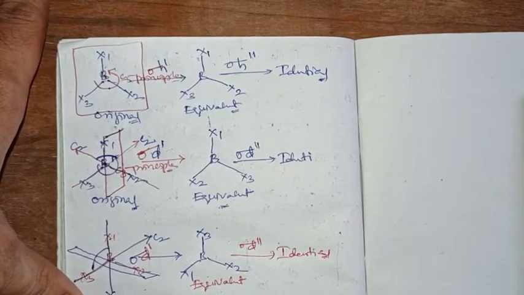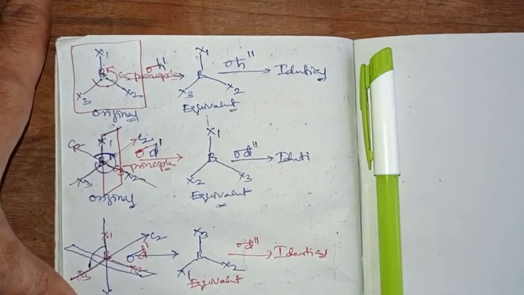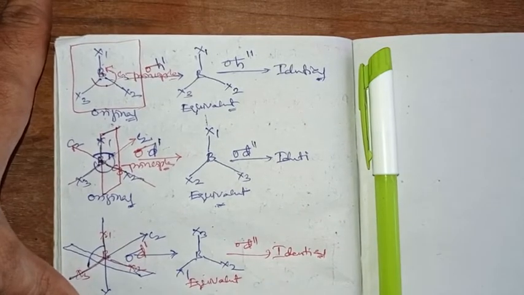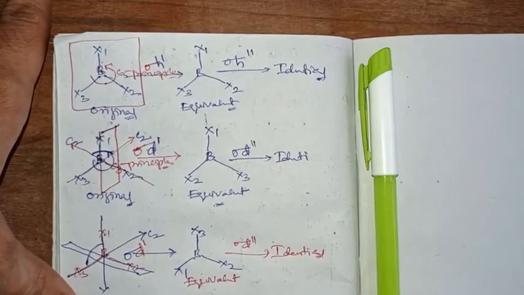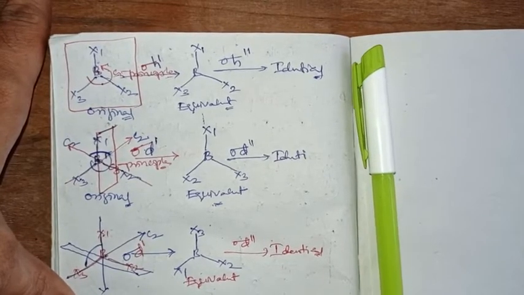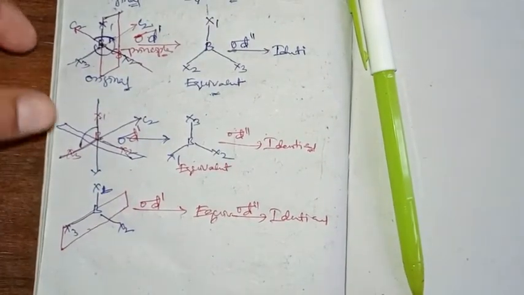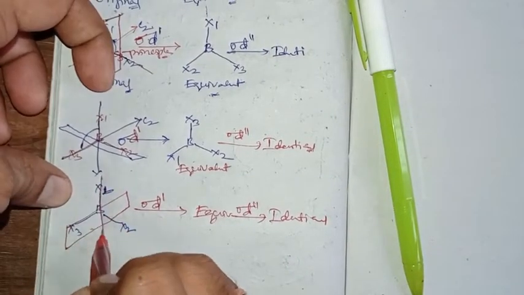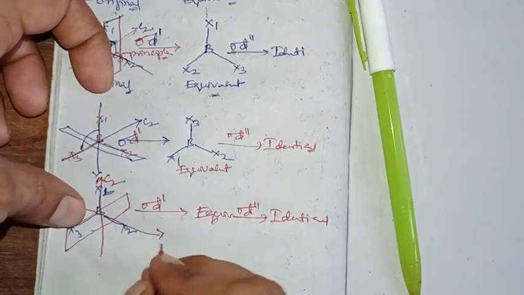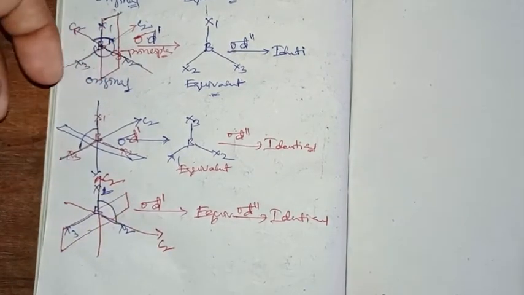X1, X2, X3. Now the plane which is passing through boron and X3 is a dihedral plane. Sure, a dihedral plane gives you an equivalent configuration initially. When you do it a second time, identical configurations will be generated. You check, it will be right. This is one C2, this is another C2, and the angle is this, which is bisected by the plane.